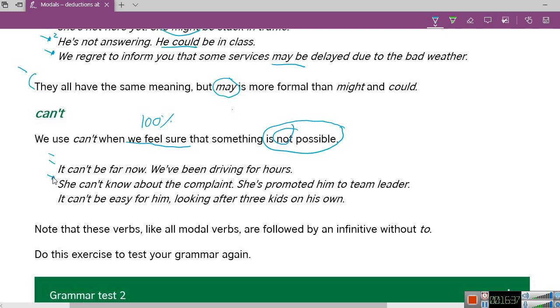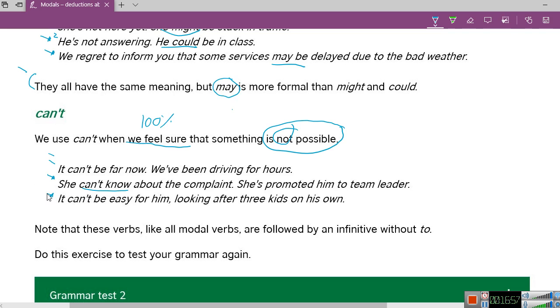Now let's look at this second example. She can't know about the complaint. She's promoted him to team leader. So she can't know about the complaint. She's sure that he doesn't know about the complaint. So that's why we use can't.